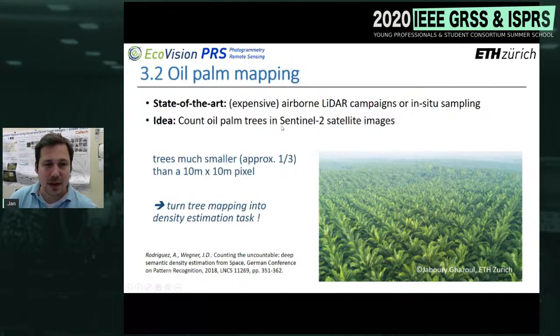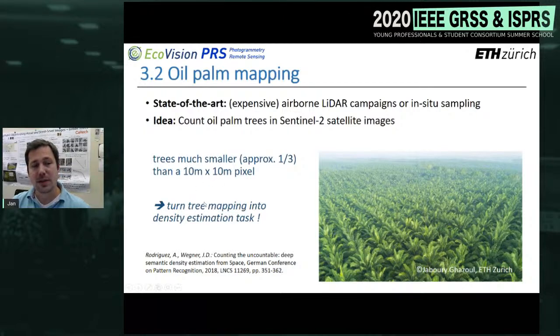The difficulty here is that, of course, one tree, so one oil palm here in the image, is much smaller than the pixel on the ground of a Sentinel-2 image, which is a 10 by 10 meter pixel, and an oil palm is approximately 1/3 of that. So the idea is then we cannot use object detectors directly. It's totally impossible.